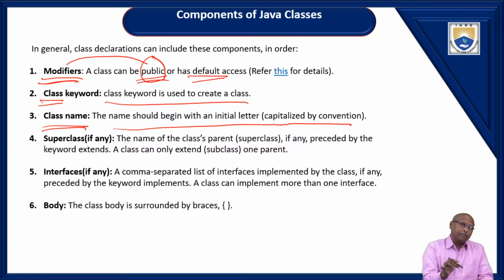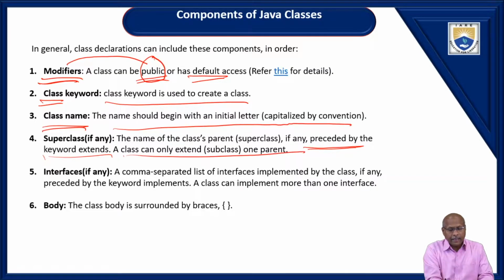If you have any superclass, then you have to write the extends keyword along with the class. The name of the parent class, if any, is preceded by the keyword extends. A class can extend from the parent, so you have to use the keyword extends. So in the class declaration, you can write all these keywords.